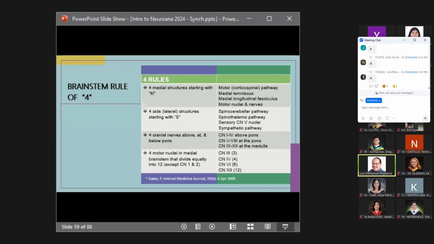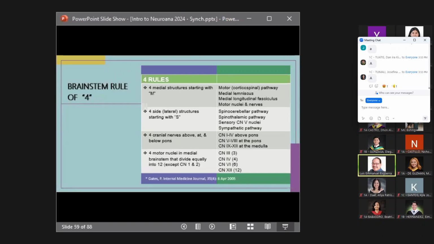Now, there are four cranial nerves above, at, and below the pons. 1 to 4 are above the pons, 5 to 8 are at the pons, and 9 to 12 are at the medulla. Here, the four motor nuclei in the medial brainstem, the most medial ones, are divisible from 12, except for 1 and 2. So, the 3, 4, 6, and 12. Those are the most medial of all the nuclei.